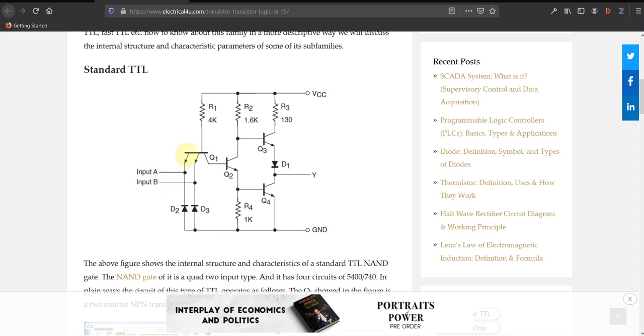Whereas if you give a 0 volt here, you see this arrow, the current will flow like this. If you give a 0 here, the current will flow here. If you don't give any connection, again the current will not flow. That is equivalent to a 1 here. Is it okay? Yes, sir.